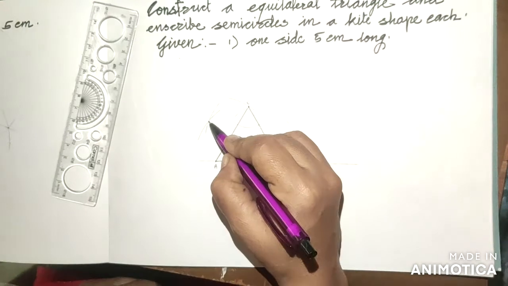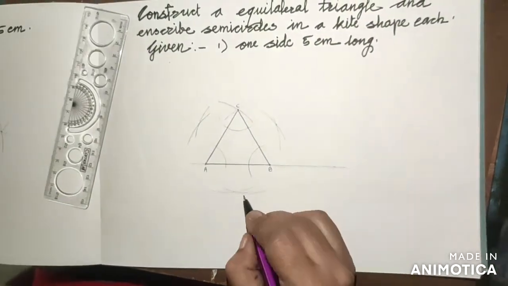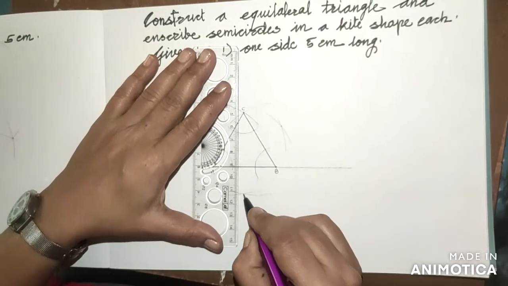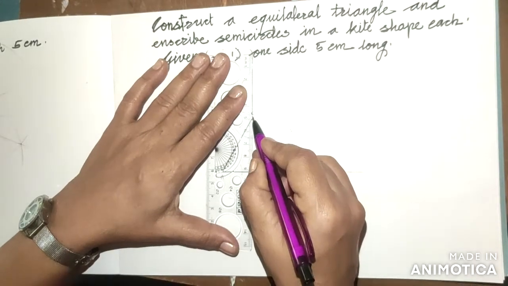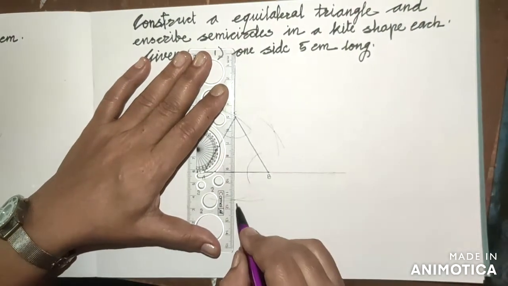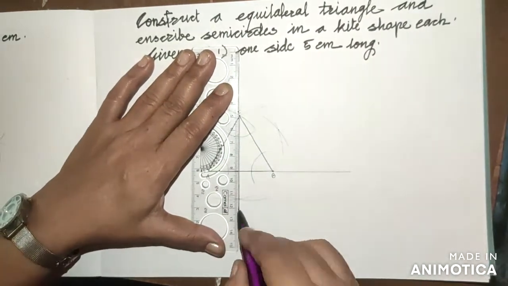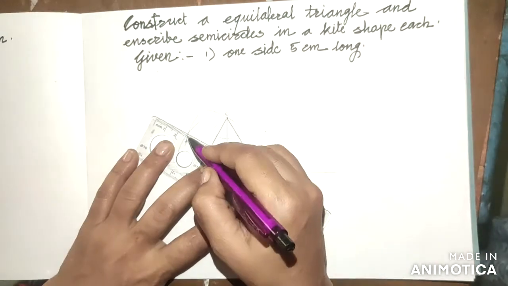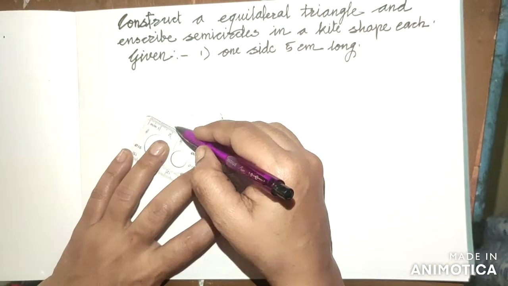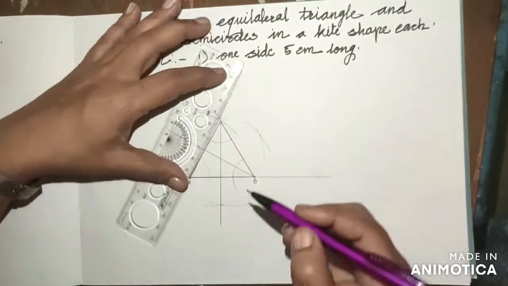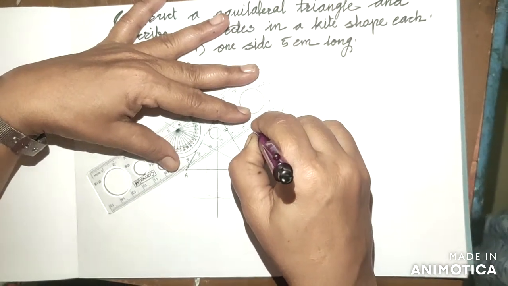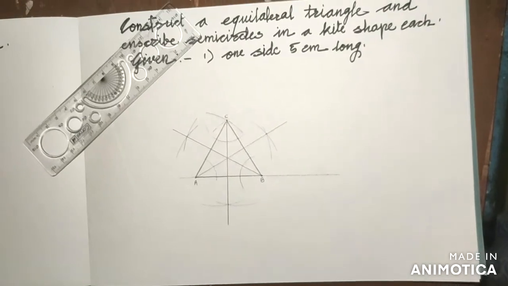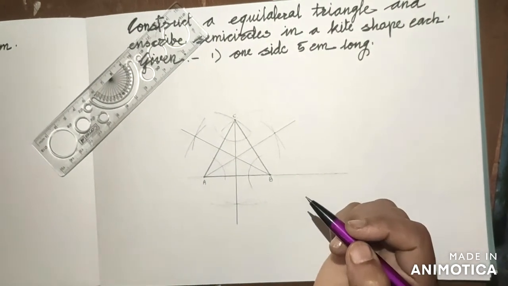This way we get one common point, and join that new point with each center point. Check it out first and then join them. So well, we get here 1, 2, 3 kite shapes.